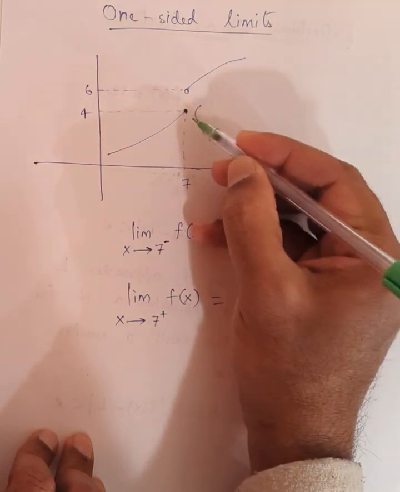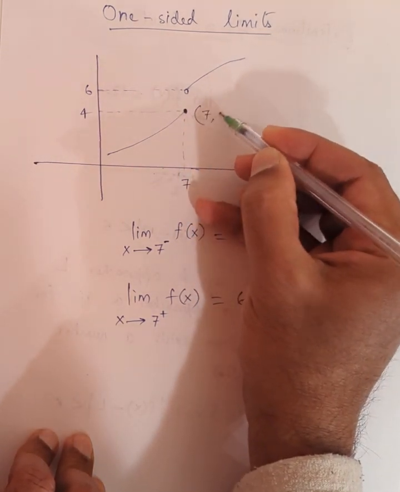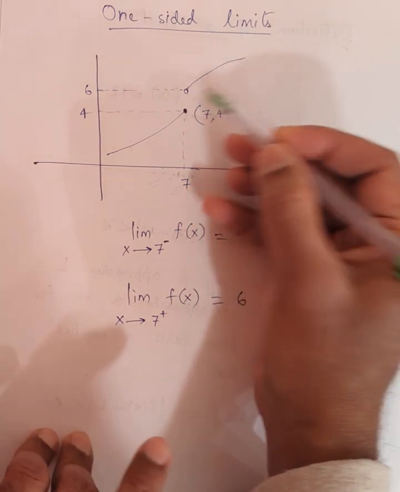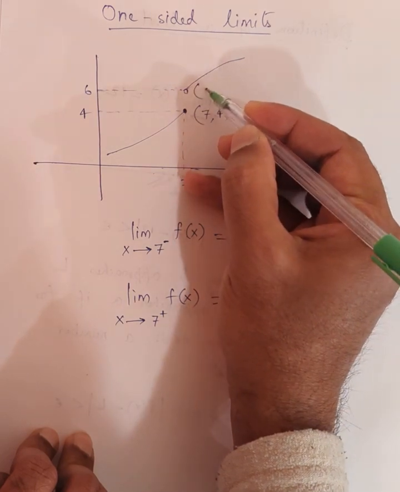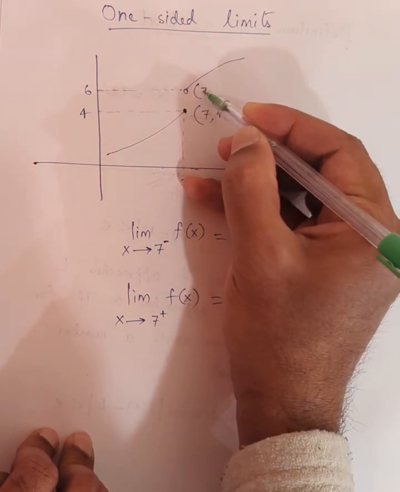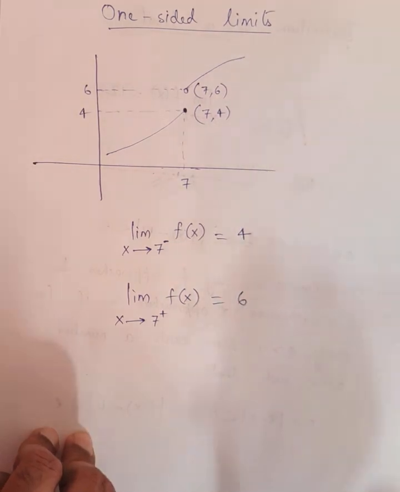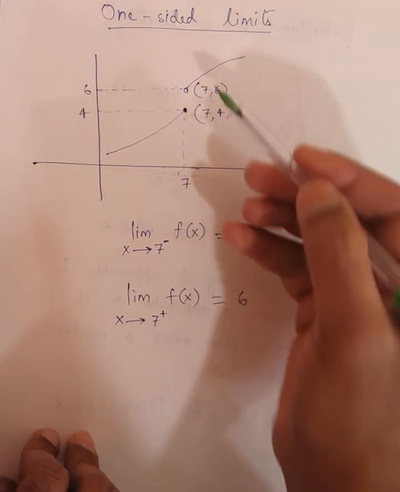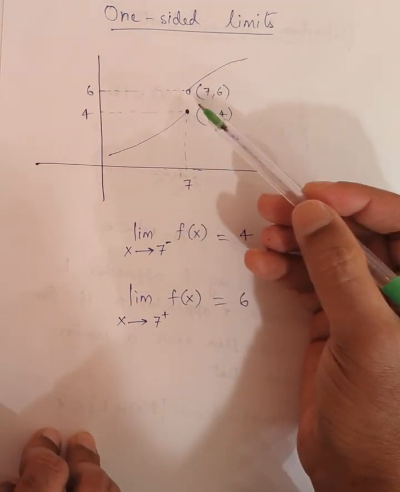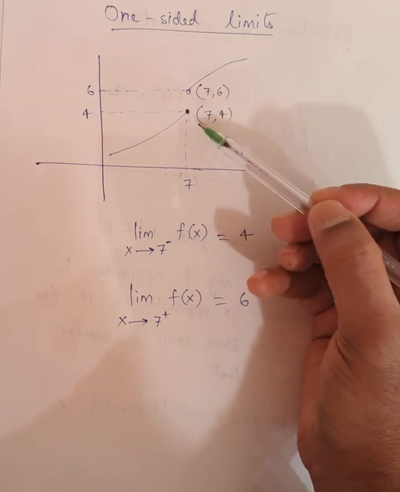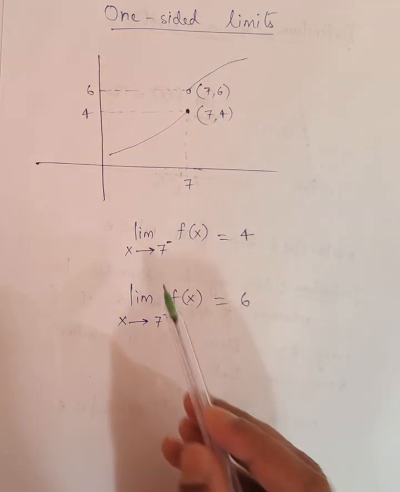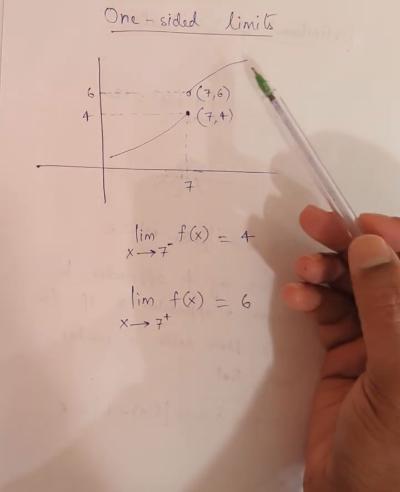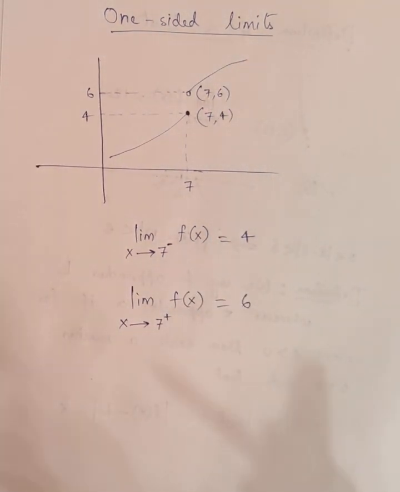So to be clear, this point is (7, 4). And this point, that hole, the graph does not exist there. That is (7, 6). So at 7, the value of the function is 4, and also the left limit is 4. But the right limit happens to be 6.